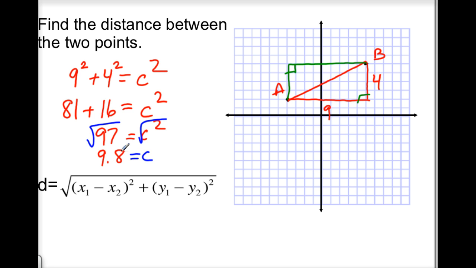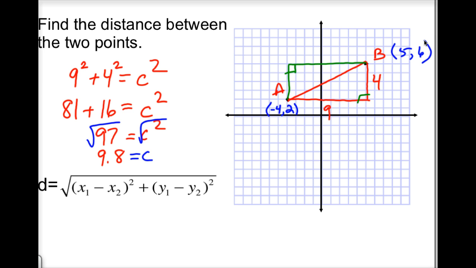Now, of course, there's this formula that you see here. D equals the square root of (x1 minus x2) squared, added to (y1 minus y2) squared. That's the idea that you can use instead of drawing it out, you can use this formula. This is more of the mathematical way. This point A is at -4, 2. B is at 5, 6.